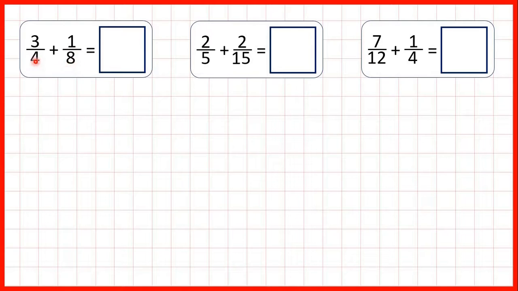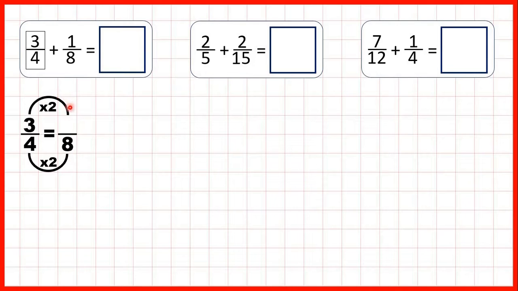Now 8 is in the 4 times table, so we can find a fraction equivalent to 3/4 which has a denominator of 8. We can use multiplication to find equivalent fractions, and 4 times 2 is 8. What we do to the denominator, we need to do to the numerator as well, and 3 times 2 is 6. So we found that 3/4 is equivalent to 6/8.